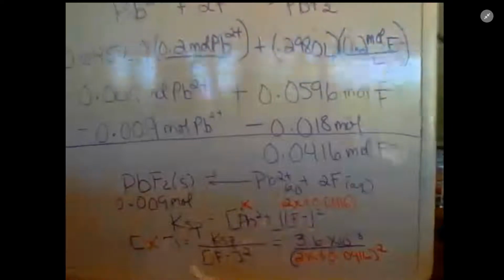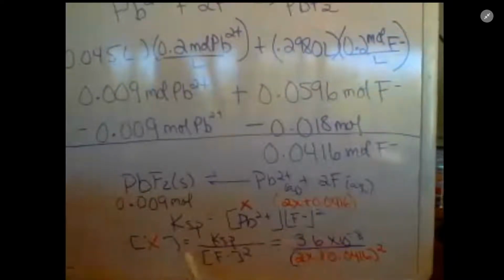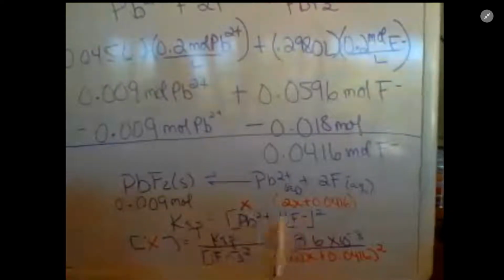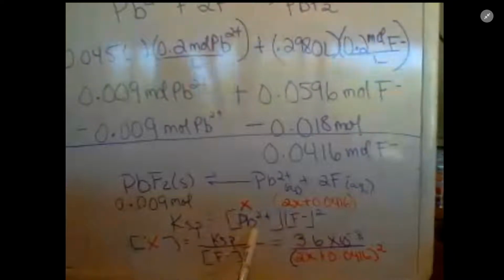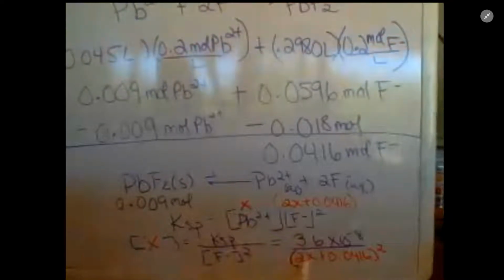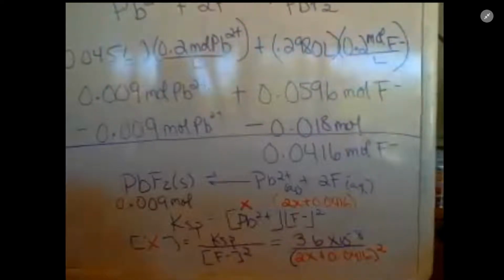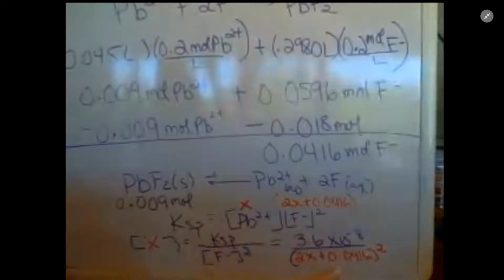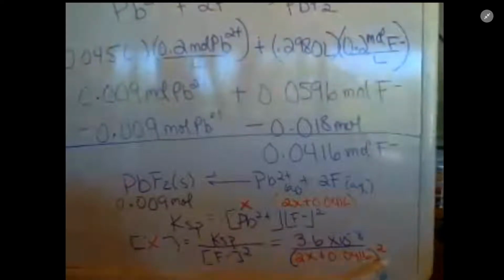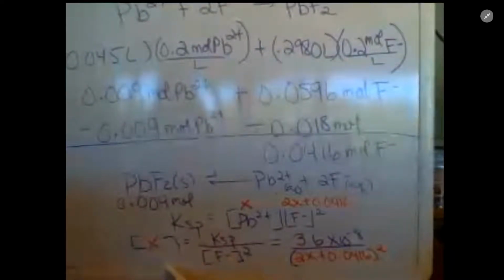So if you use the value for K that was given to you, the Ksp value, which was 3.6 times 10 to the minus 8, and you algebraically rearrange this equation to solve for the amount of lead 2 ion, then you'll have this set up. You know the value of K. You know part of the value for the fluoride. It's expressed as (2x plus 0.0416) all squared, which means that depending on the way your instructor has suggested you're solving this, you may be using the quadratic equation because you have an x squared term and an x to the first power term. So you may be solving the quadratic equation.